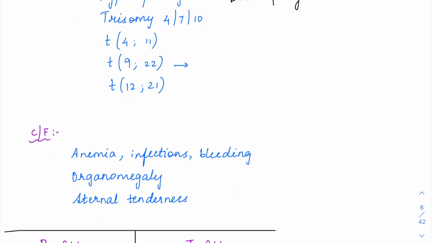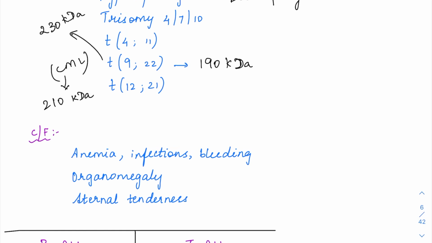And this translocation 9;22. Do you remember this? Translocation 9;22 was also seen in CML. Remember BCR-ABL fusion. This translocation 9;22 can happen in ALL as well, and it is going to result in a fusion protein which is of 190 kilodalton. In CML, it was 210 kilodalton. And this translocation 9;22 can also form another fusion protein which can be of 230 kilodalton.